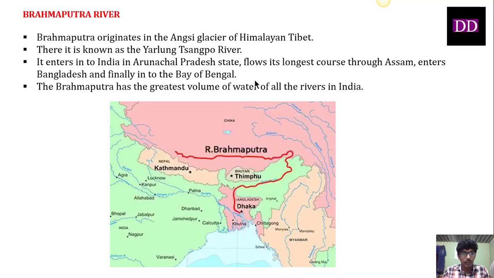The next one is the Brahmaputra River. It originated in Angsi glacier of Himalayan Tibet. Here this is the origin of Brahmaputra. It is also known as Tsangpo River. In China they call it the Tsangpo River. It enters into Arunachal Pradesh. You can see this is Arunachal Pradesh. It enters and flows, its longest stretch goes through Assam. This is the place of Assam, and it enters Bangladesh. Finally, this is Bangladesh, and finally it goes into the Bay of Bengal.